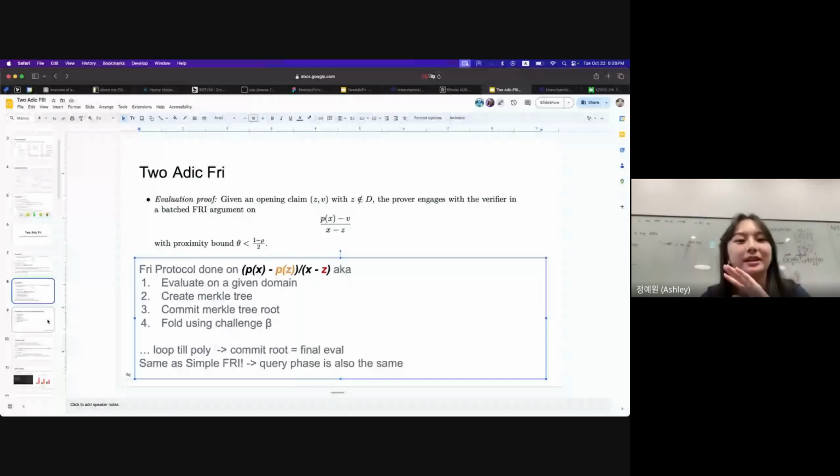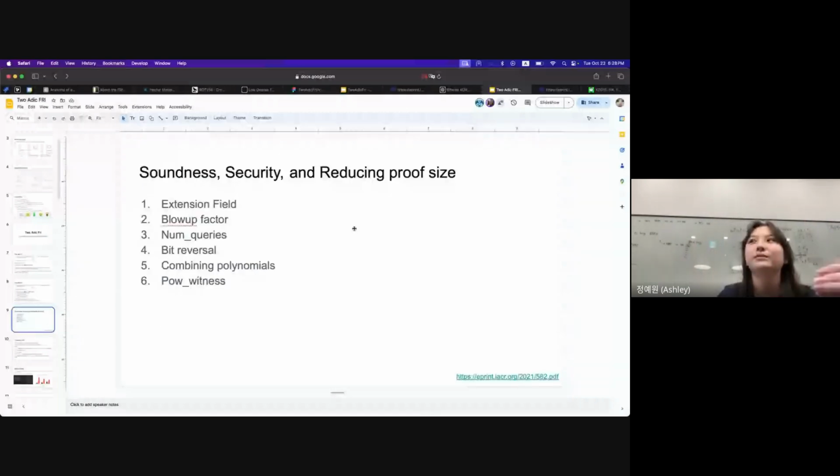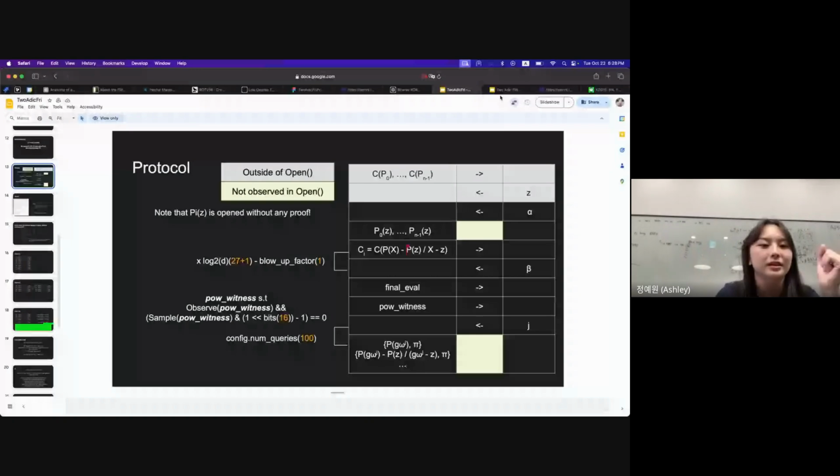The big differences about TwoAdicFri are in terms of soundness security and reducing proof size. So there's a couple of big differences. Let's start with extension field, blowup factor, number of queries, bit reversal, combining polynomials. So start with extension field. I'm going to go off of what Ryan showed me in his explanation of the protocol.